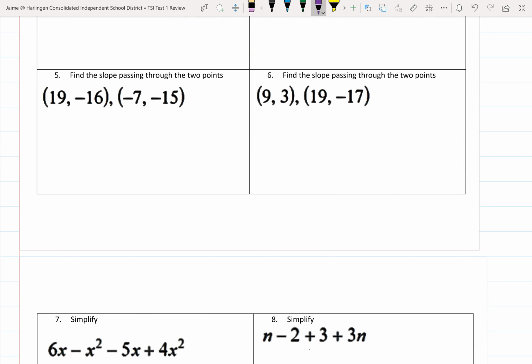5 and 6 is to find the slope passing through the 2 points. So there's no graph here, so you would use the slope formula. It's in your notes. So I'm just going to go into it already. I'm not going to write it down. If you don't know what it is, look for it in your notes.